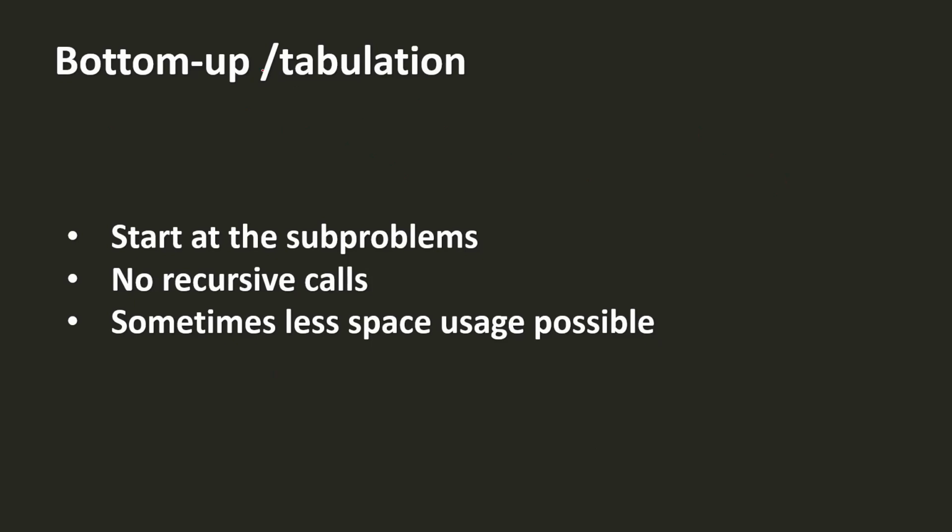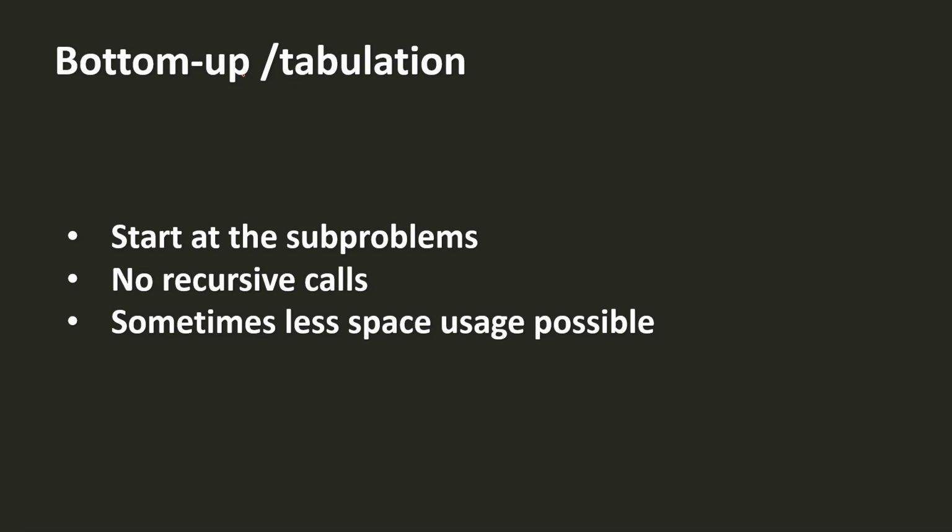There's also a third method, which is known as the bottom-up method or the tabulation method, which reverses the problem. Instead of starting at the top, we start at the bottom. We start with the subproblems, and this has a number of advantages. The first advantage is that we do not have any recursive calls. If you have used recursion in several programs before, you might know that if you have a lot of recursive calls, then the program will time out. It will exceed the limit of recursive calls that you can make.